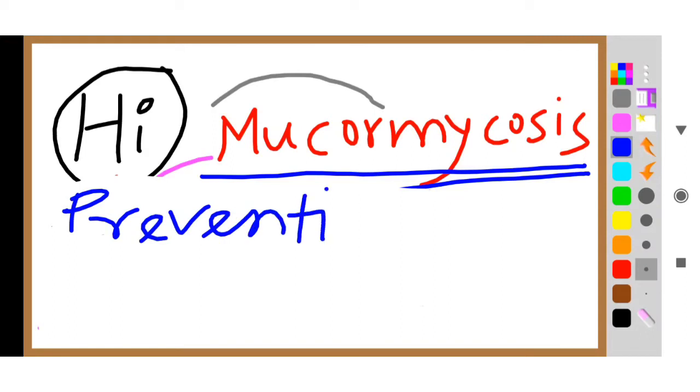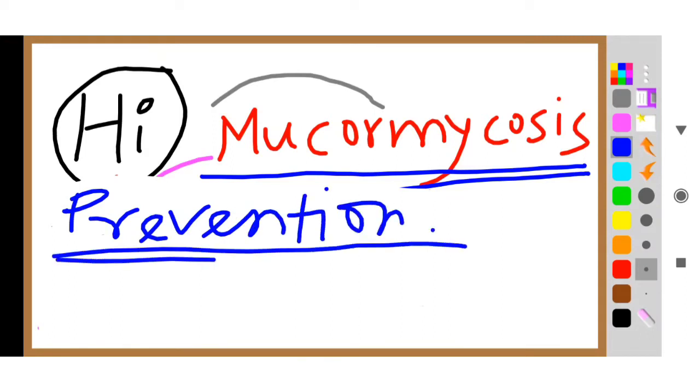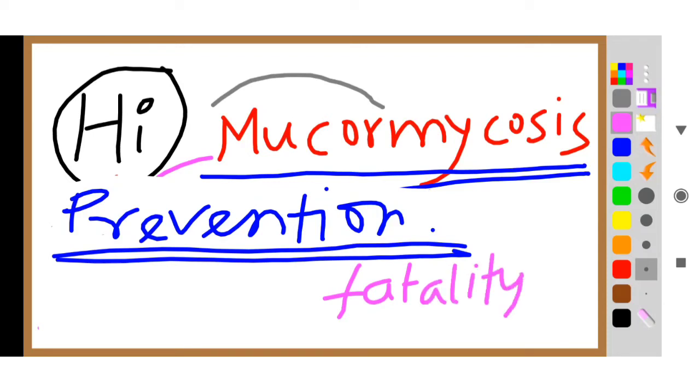This is very, very important, because nowadays it is very, very common. And you know what the fatality of mucormycosis, the mold, is? The fatality is 50%. So you have to be careful. If 10 people are attacked by this deadly fungus, then 50% of them, that means 5, are dying. You need to understand it.